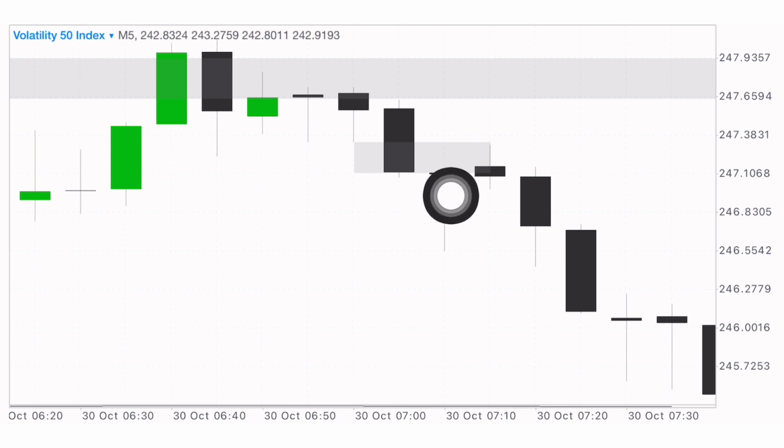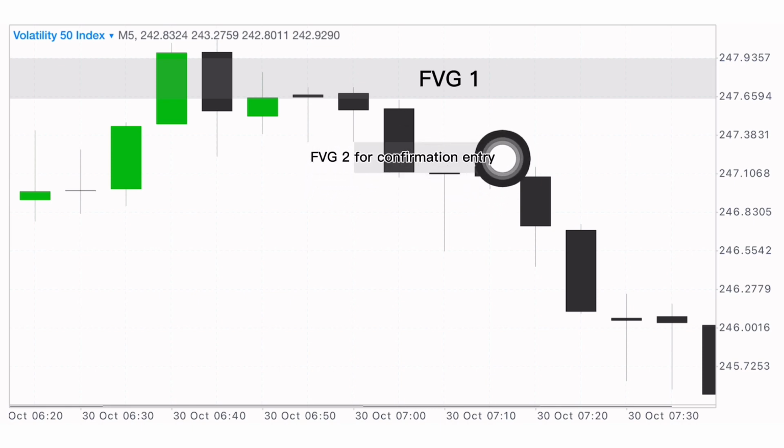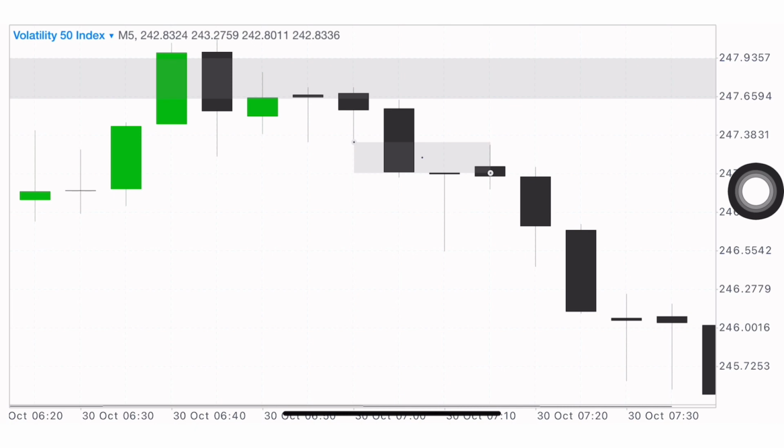And after the fair value gap, what did price do? It came back to rebalance the fair value gap, trading back to this low of this candle, closing up the fair value gap, and started selling. So this could be your entry if you are going for a confirmation entry. So you wait for reaction away from the initial fair value gap and wait for another fair value gap, or any other entry model, be it OTE, retracement, or other block for you to go in.